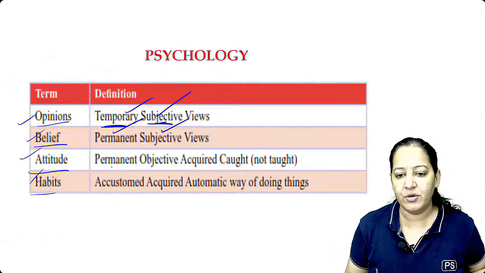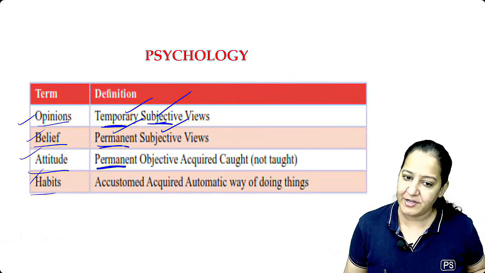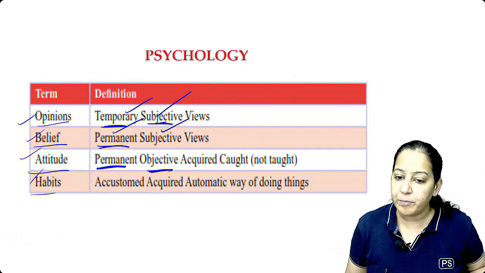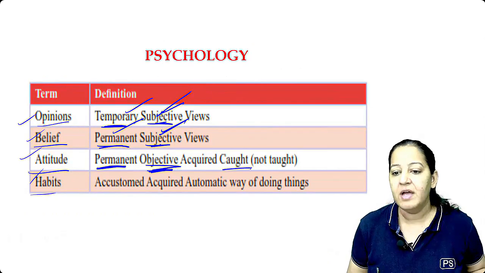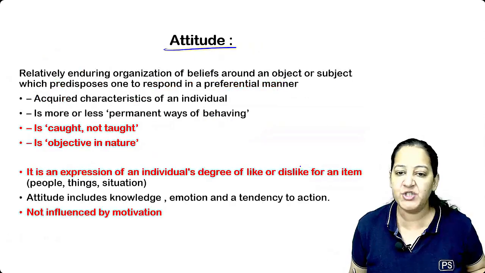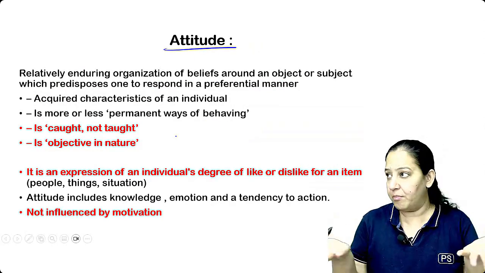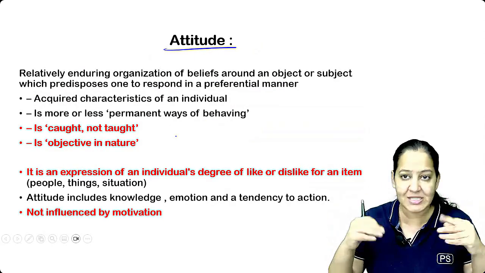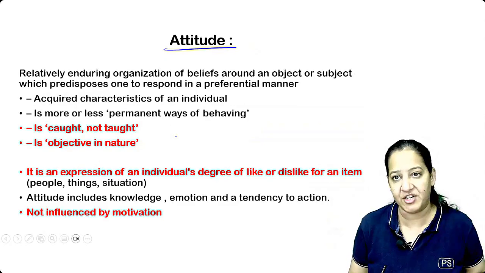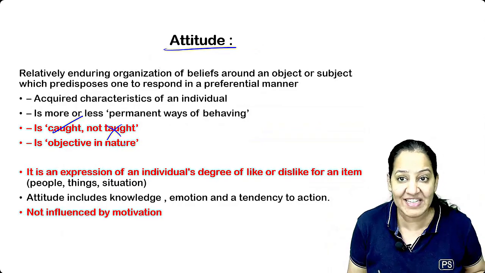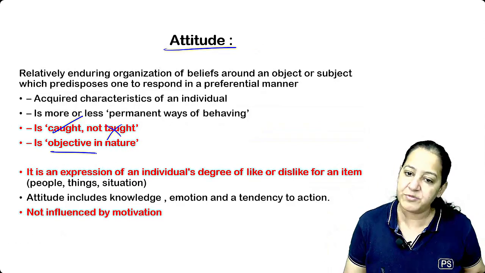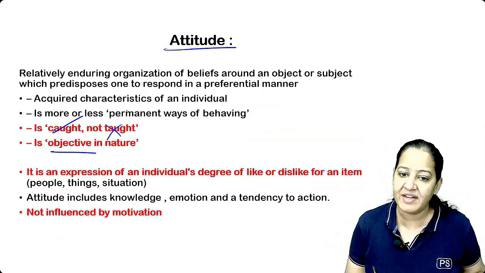What is attitude? Again, the attitude is permanent. But it's objective. It's not subjective. These two are subjective. This one is objective. It's caught. It's not taught. No one teaches you your attitude. You catch it from your environment, from your genes and from your environment. Two things decide your attitude. So it is caught. It is not taught. No one can teach you what should be your attitude. It's objective in nature. It's not subjective, and it's permanent.